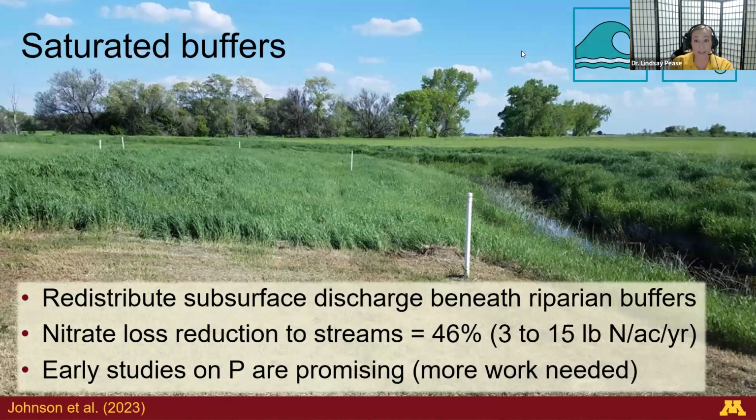One of the ways you can address that, though, is with a technology called saturated buffers. This kind of takes a control structure like I showed 2 slides ago, and instead of outletting directly to the stream, you can run a perforated drain along the side, actually where those white tubes are sticking up along the side of the river. That is where that pipe is running. Those are monitoring wells, of course, that you see, but that also acts as a good visual reference. These help redistribute the subsurface discharge beneath the buffer.